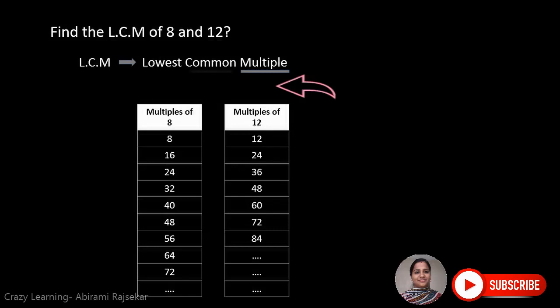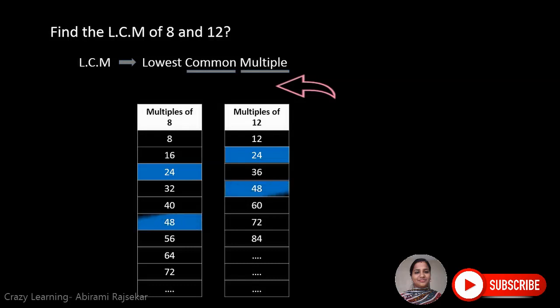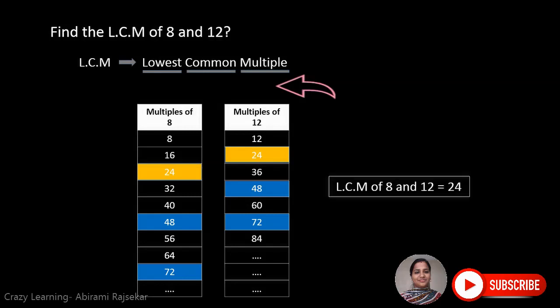Now let's take the next word which is common. So we want to identify the common multiples. So the common multiples of 8 and 12 is 24, 48 and 72. Let's move on to the next word, that is lowest. So among the common multiples, we want to take the lowest common multiple. This is the LCM friends. So the LCM of 8 and 12 is 24.